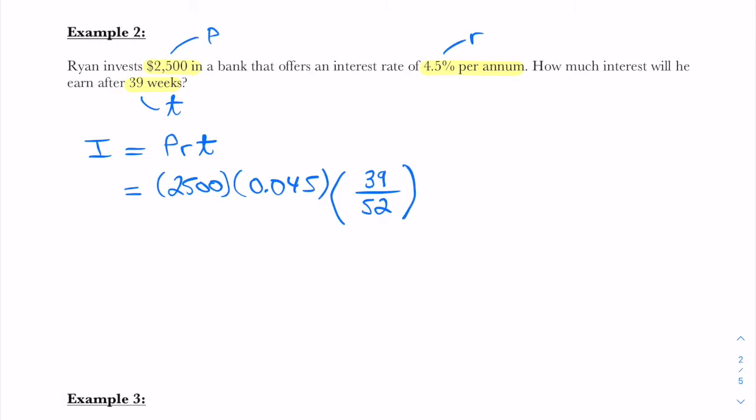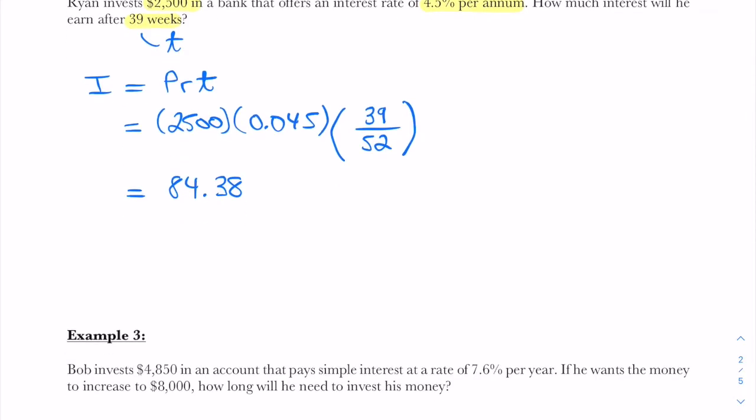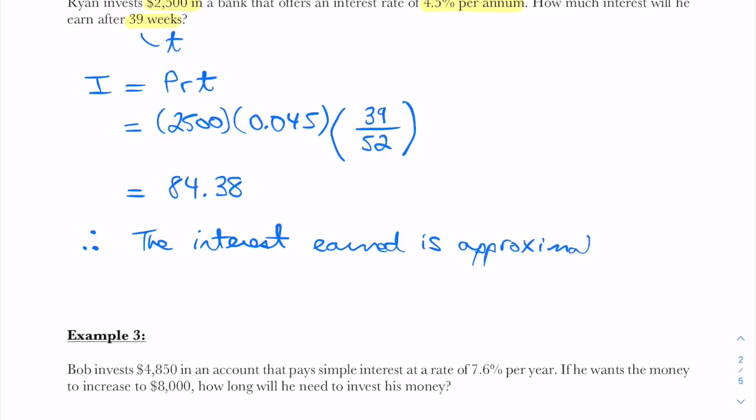All right, working this out on your calculator, you should get approximately $84.38. Please remember, with money, always round to 2 decimal places. And that's that, so let's write a concluding statement. Okay, moving on.